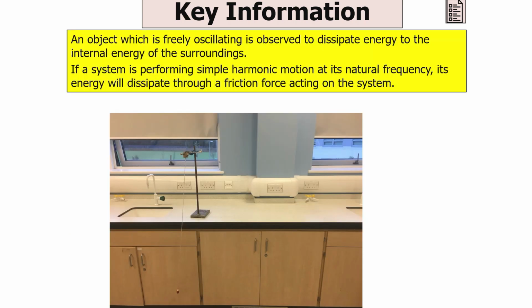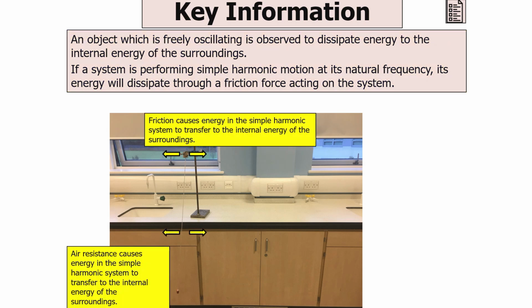An object which is freely oscillating is observed to dissipate energy to the internal energy of the surroundings. If a system is performing simple harmonic motion at its natural frequency, it will dissipate energy through a friction force on the system. In this example, friction causes energy in the simple harmonic system to transfer to the internal energy of the surroundings, and air resistance causes energy in the simple harmonic system to transfer to the internal energy of the surroundings.